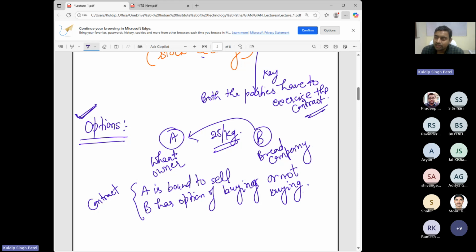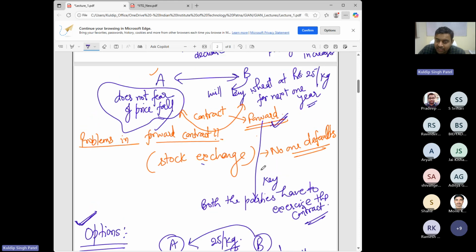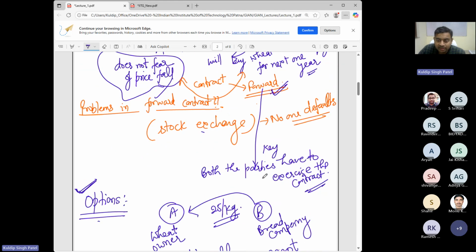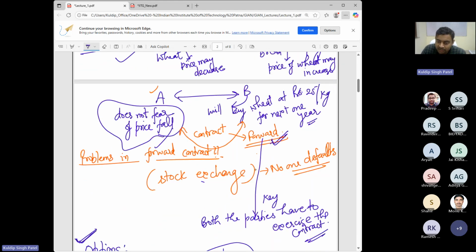Yes, he can. Because if they have a forward contract, they cannot, because there is no option. They have to. Please see the key idea: both the parties have to exercise. They do not have any leverage. They do not have any option.